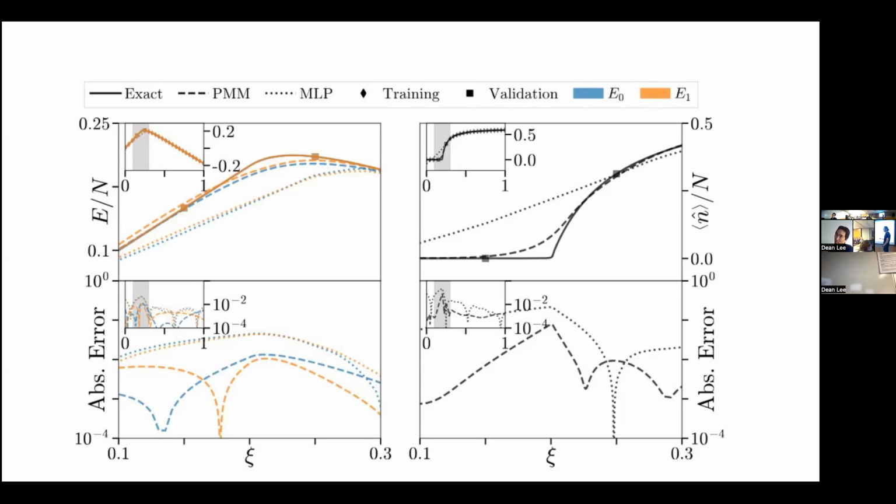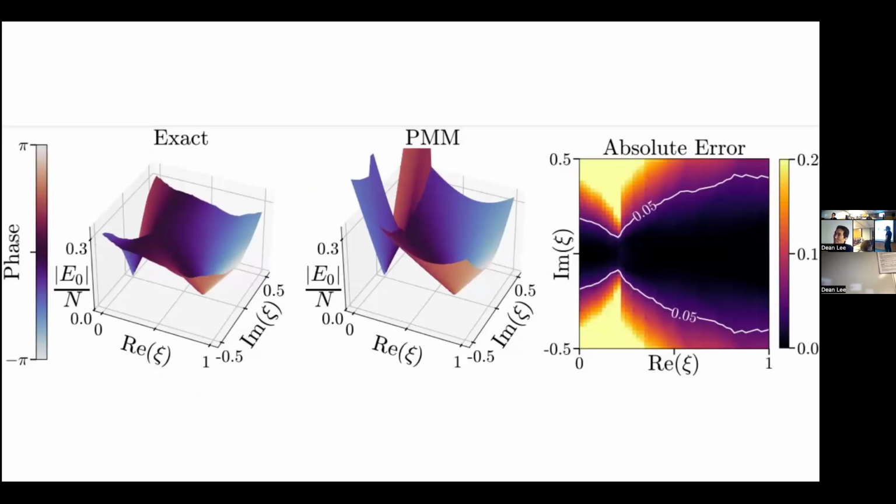Another thing you could do with this learned PMM is extrapolate into the complex plane. We can figure out where the branch point is, where the phase transition happens, and you can see we have good agreement. Again, this is in the case where we didn't give it any training data around the phase transition. So obviously, if you want to extrapolate in the complex plane, maybe give it more data around that region.